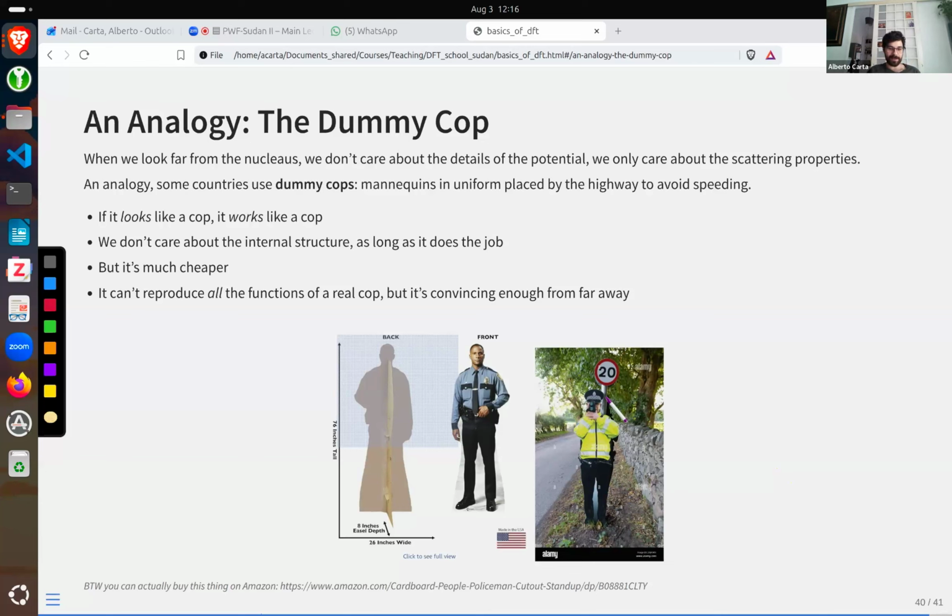And by the way, you can actually buy this thing that you see on a lot of websites. It doesn't even cost that much.